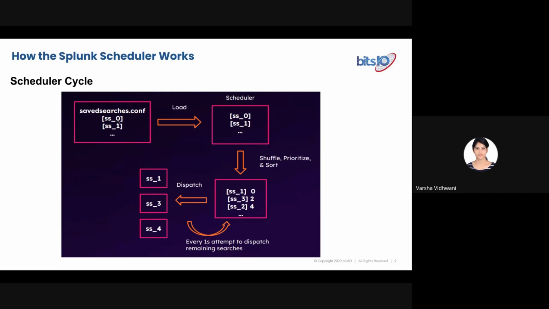So SS0, just because it is defined first, doesn't necessarily mean it has to be executed first. No. So this is how Splunk will shuffle, prioritize, and sort. After that, Splunk will calculate the priority. If there is any priority associated with these searches, it will look into that. And if not, it will calculate the priority. And this priority is influenced by factors like whether this is real time or scheduled, or an accelerated search, or even if the role of the user is higher.